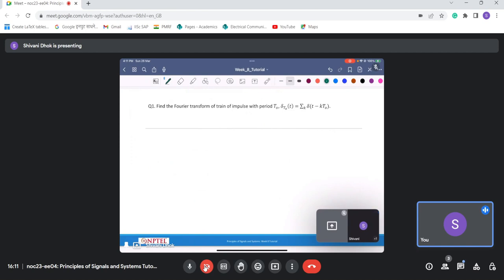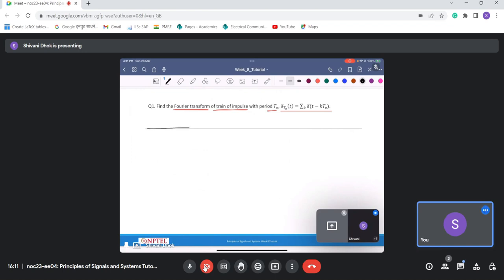The first example that we are going to look at today is this one, where the question is to find the Fourier transform, and not the Fourier series, of a train of impulses with period T naught. The signal is given as delta T naught(t) equal to summation over k, where k runs from minus infinity to infinity, of delta(t minus k times T naught). So we need to find the Fourier transform of this signal.